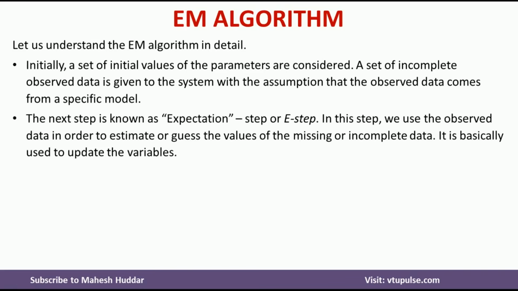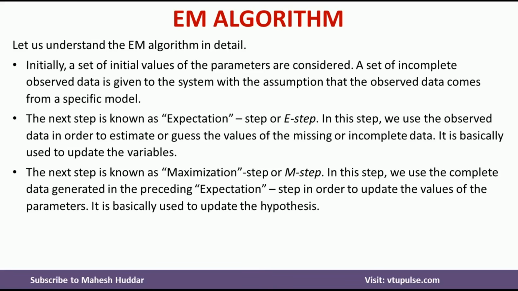The next step is known as expectation step or E step. In this step, we use observed data in order to estimate or guess the values of missing or incomplete data. It is basically used to update the variables of interest, that is the variables which we have considered, and if you want to update those variables, the expectation step is used.